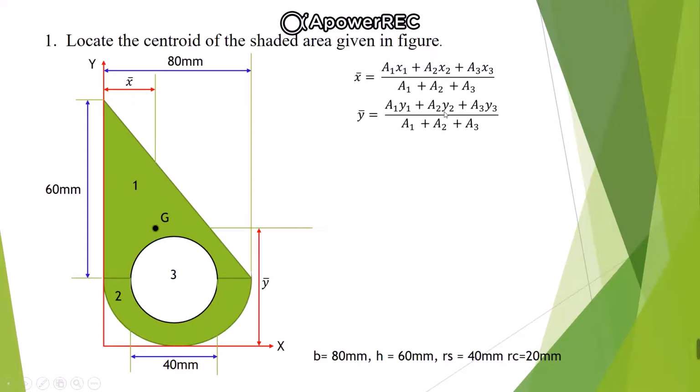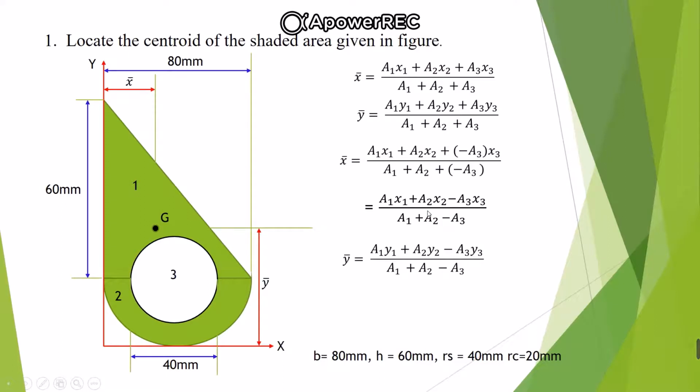Similarly, x1 denotes the distance of the CG of the triangular section from the y-axis, x2 denotes the distance of the CG of the semicircular section from the y-axis, and x3 denotes the distance of the CG of the circular section from the y-axis. Similarly, y1, y2 and y3 denote the distances of the CGs of the triangular section, semicircular section and circular section from the selected reference x-axis.